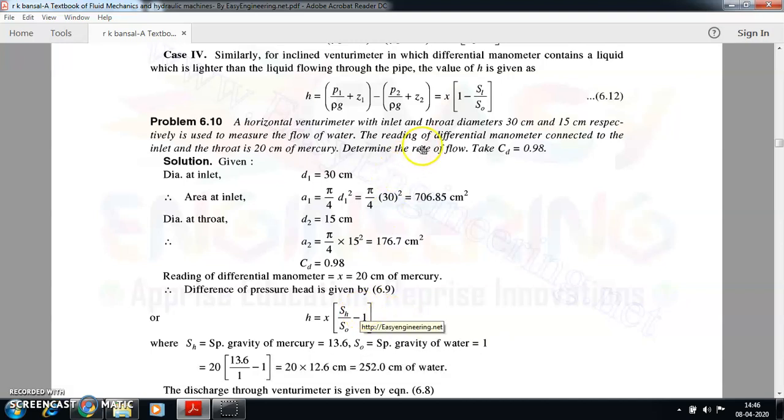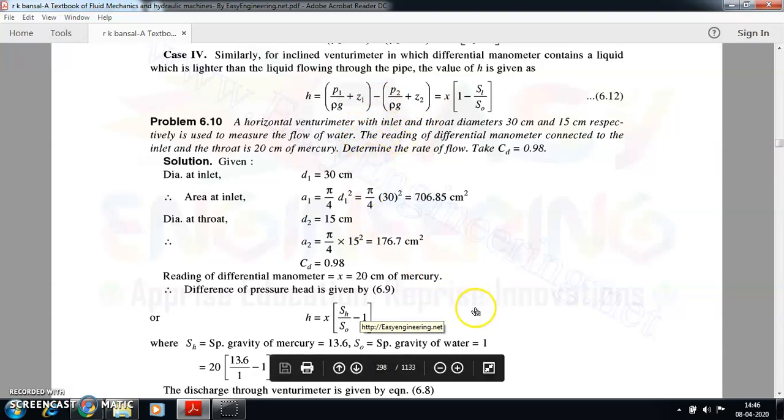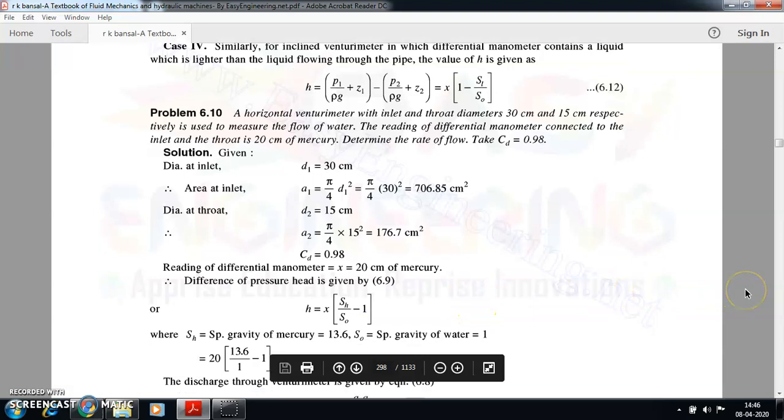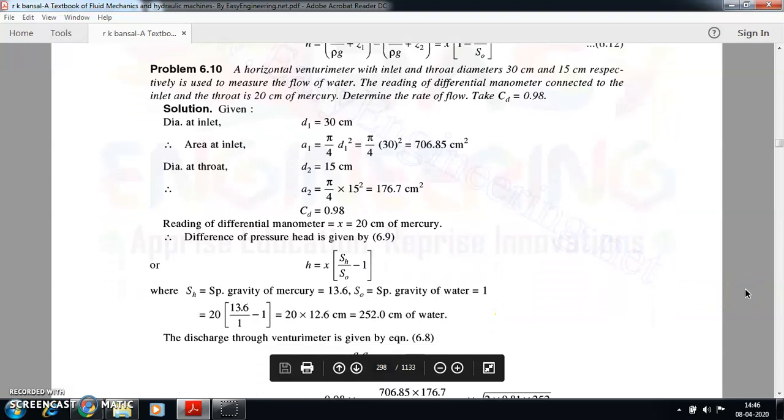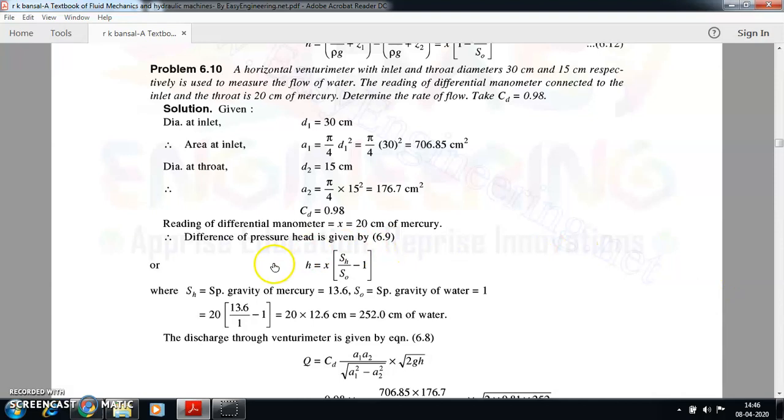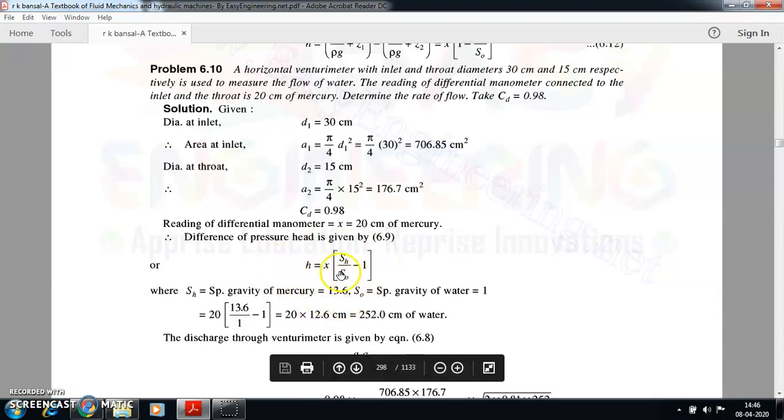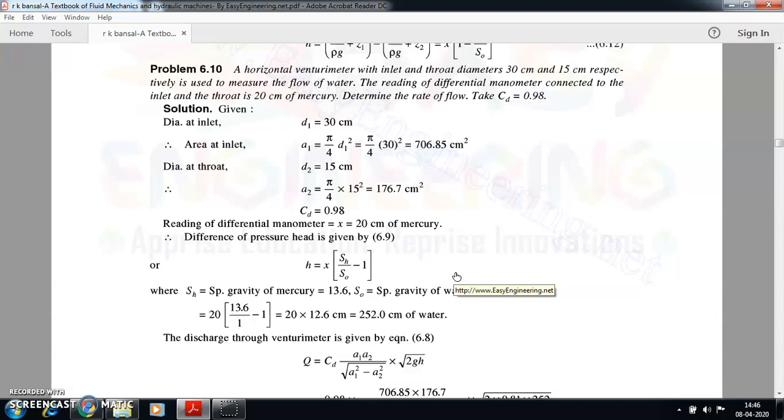This is a clear case of what? Let us see the differential manometer. Nothing is given here. What is the working fluid of the manometer? That is not given. So if any working fluid is not given for the manometer, you can directly take it as mercury. If mercury, what is the specific gravity of mercury? 13.6. What is the specific gravity of water? It is 1. So definitely mercury is heavier than water. So the manometer liquid is heavier than the liquid which is flowing inside the pipe.